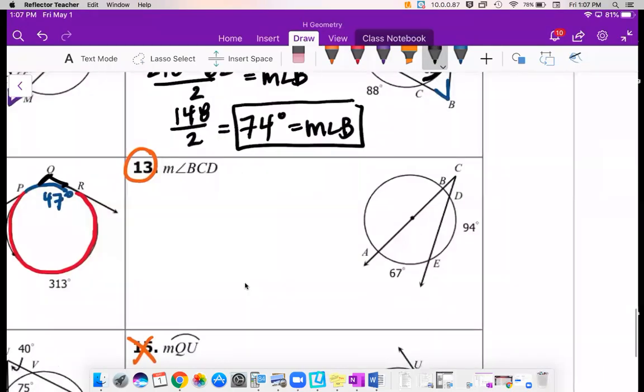Awesome, just a couple more examples here on how this can differ a little bit. So the next one we're gonna do is you have two secants again, and they want us to find the measure of BCD, angle BCD, so this angle right here.